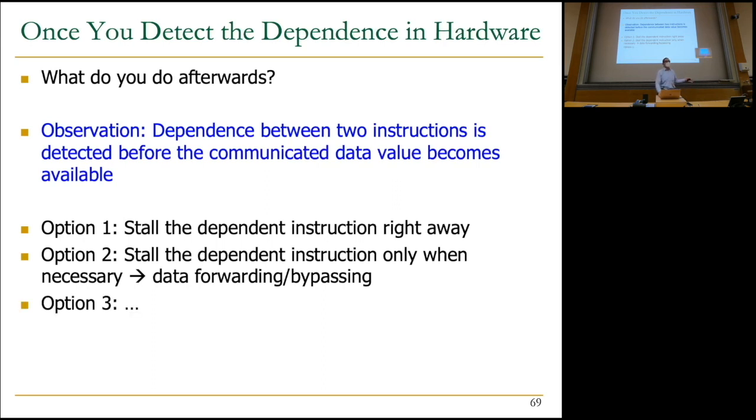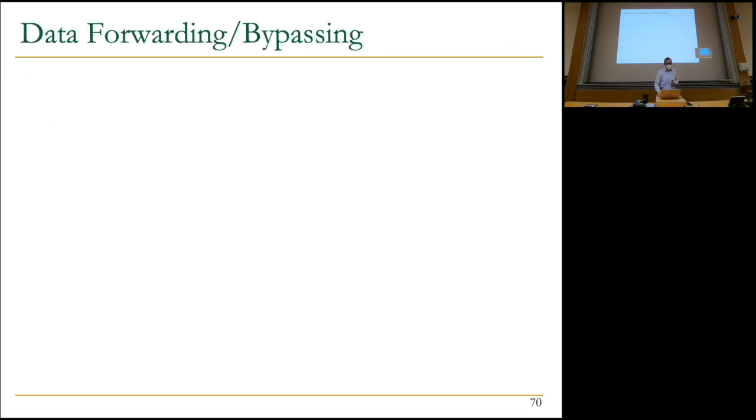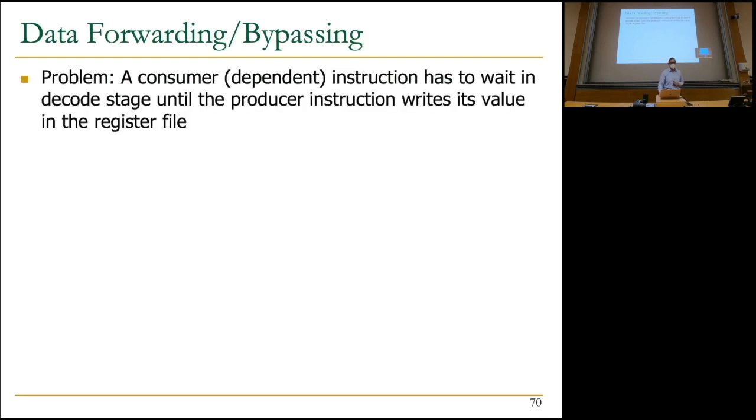There may be other options like moving the instruction out of the way. That's the out-of-order execution we will see. So let me give you the idea of data forwarding and bypassing, and we're going to implement this in tomorrow's lecture. But basically, this is more aggressive than stalling. If we don't want to stall, can we forward the data or bypass?